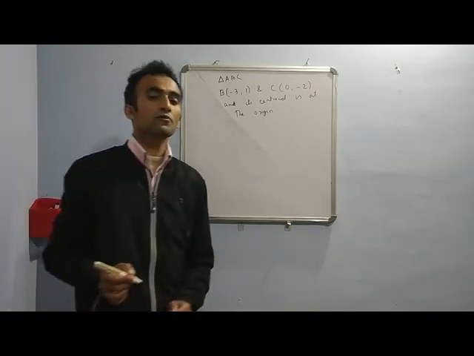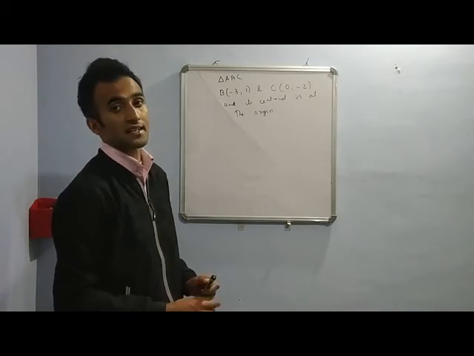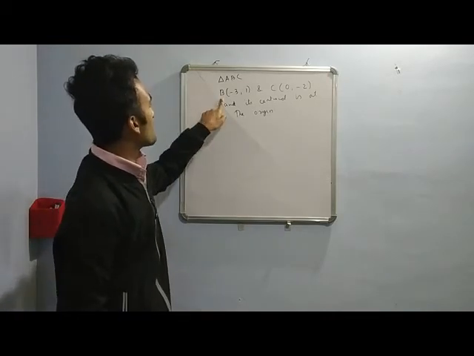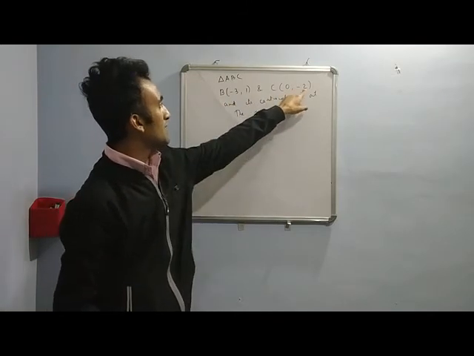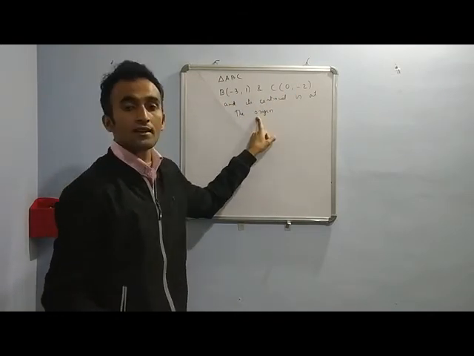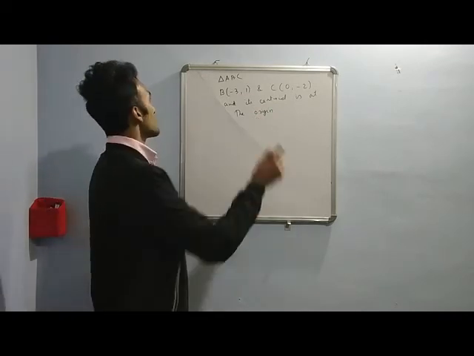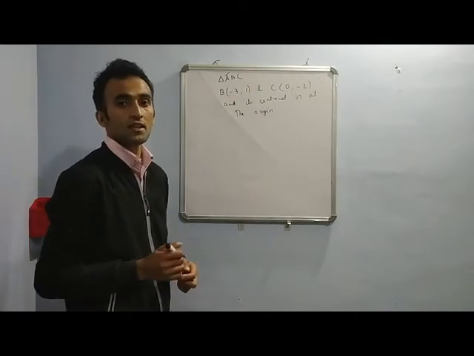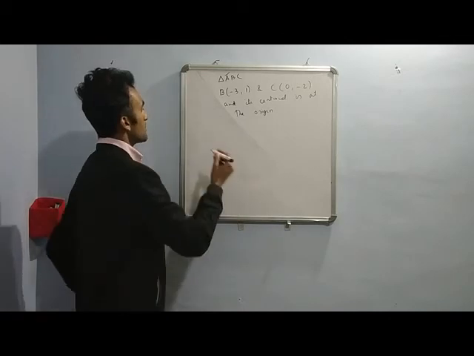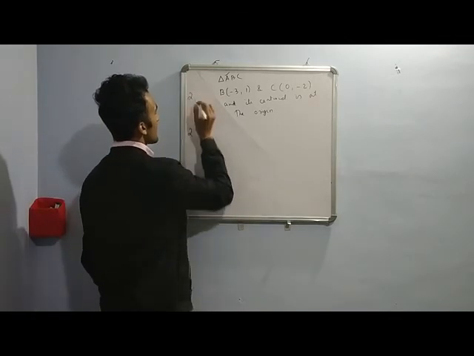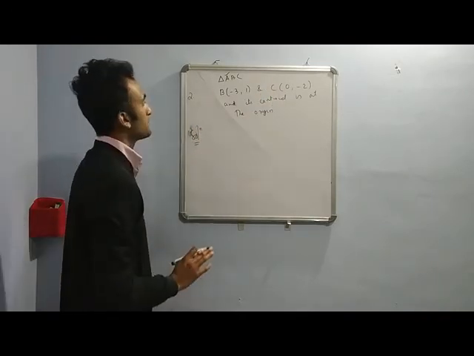Our question is not to find out the coordinates of centroid. Our question is to find out the third vertex. Two vertices are given, B and C. Coordinates of B are given, coordinates of C are given, and the centroid lies at the origin. I have to find out the third vertex, means A. Coordinates of A I have to find out. So let me write here, this is number 2.